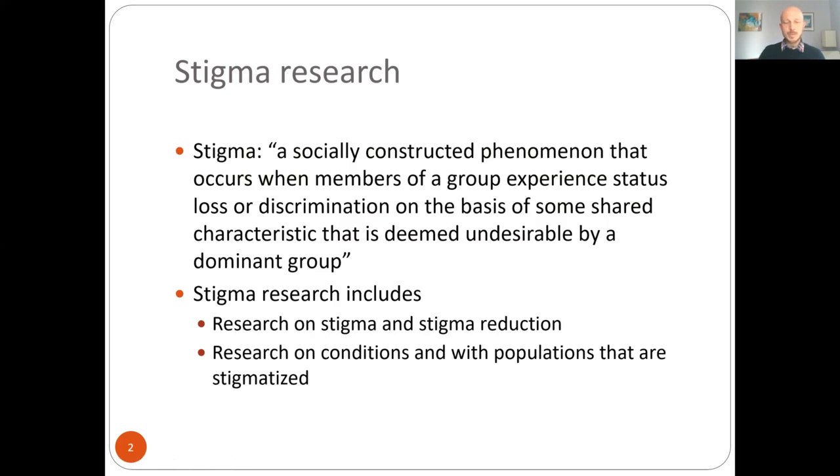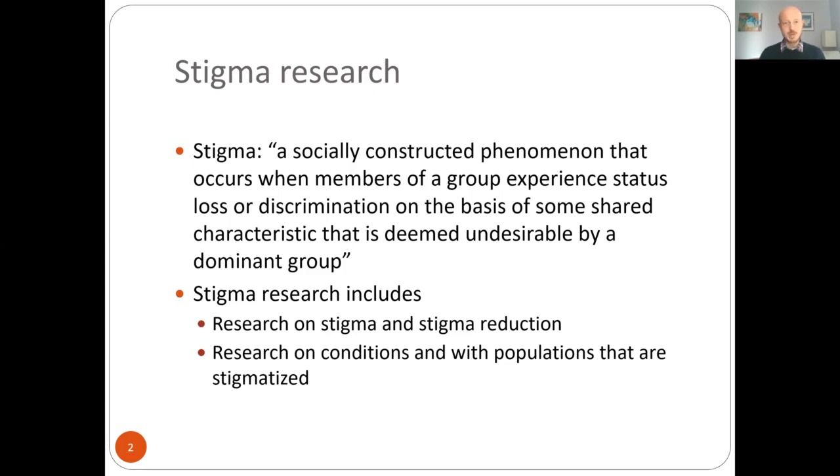So to start, following on from Anne's much more detailed description, this is a rough definition of stigma and stigma research as I'm using the terms. By stigma, I mean a socially constructed phenomenon that occurs when members of a group experience status loss or discrimination on the basis of some shared characteristic that's deemed undesirable by a dominant group. And please feel free to substitute your preferred definition, and hopefully it won't affect the points that I make.